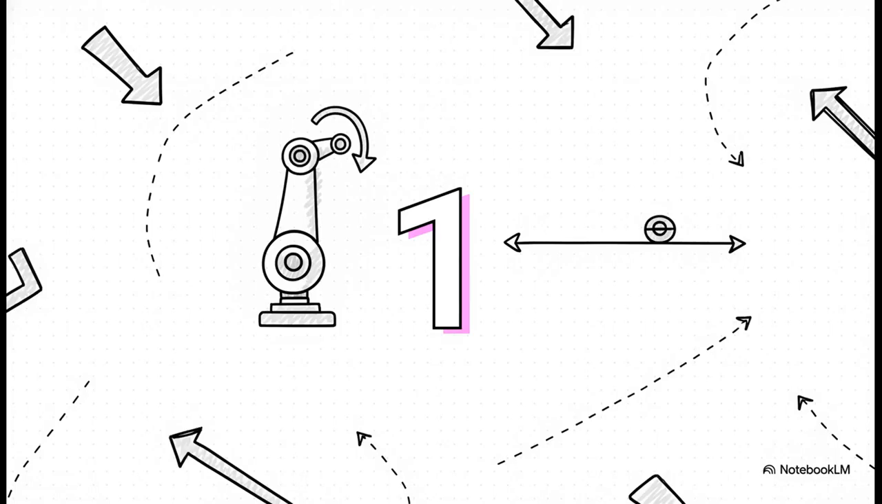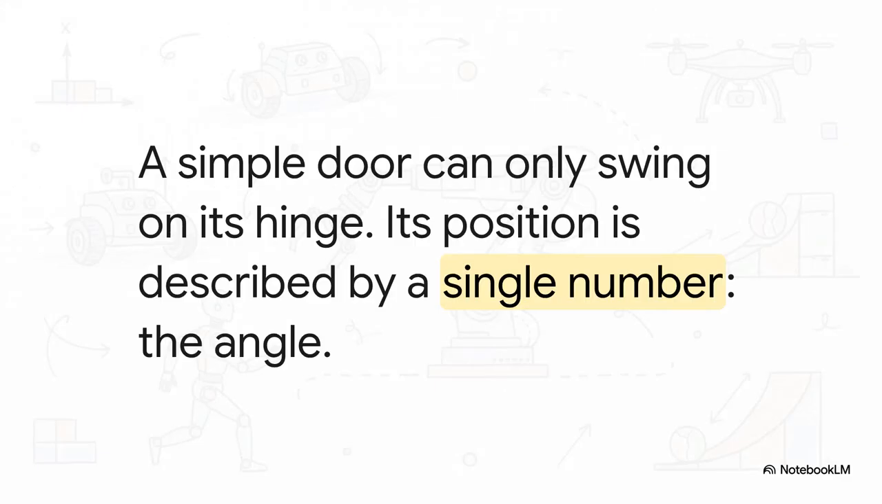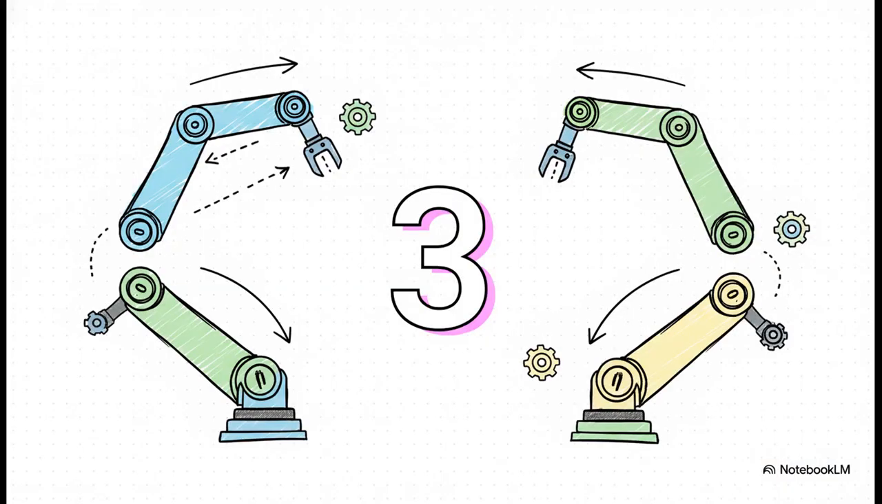All right, let's start as simple as we can. 1 degree of freedom. Think about a simple door, right? It's a rigid object, but it can't just float around. It can't go up, down, or side to side. It can only do one thing, swing on its hinge. That means it has exactly one control knob, its angle, and that's it. 1 degree of freedom. Okay, pretty simple.